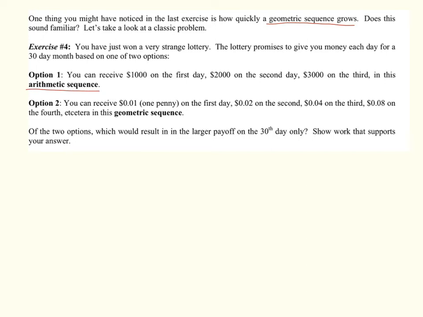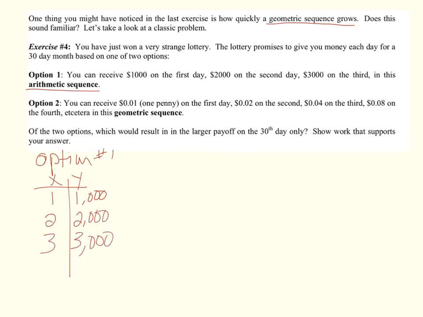So if I wanted to write an equation for option number 1, if I did a table, what does that look like? 1 is 1,000. 2 is 2,000. 3 is 3,000. 4 is 4,000. What am I really doing? I'm increasing by 1,000, right?